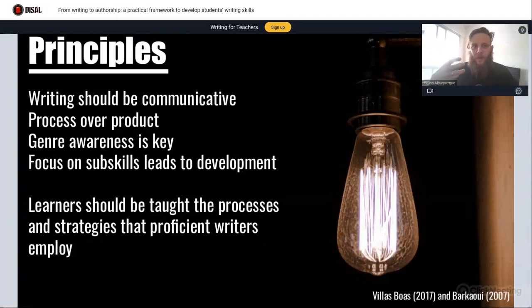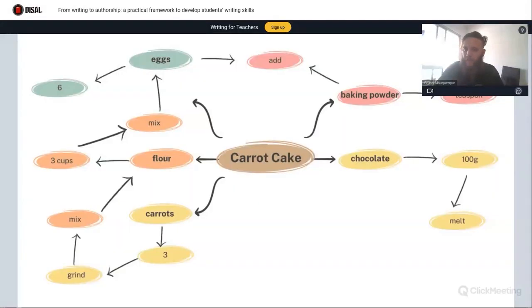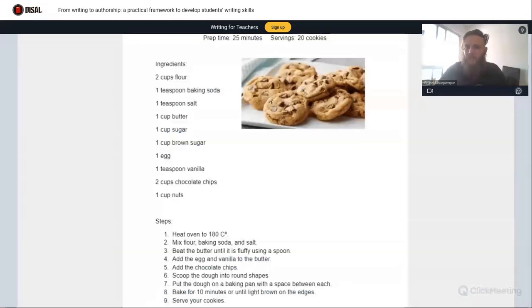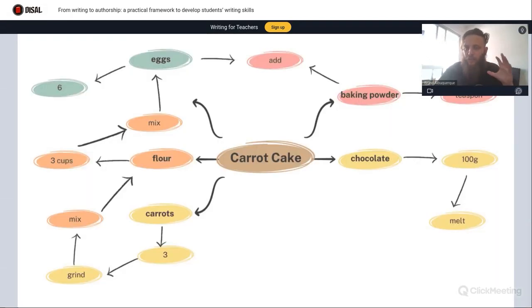The production, right? Process over product. Yes, Anna. I'm sorry. So writing is the mind map. No, writing is the recipe, Anna. What they wrote after the mind map. So we had the mind map, and then they wrote a recipe. So they wrote a recipe just like the cookies, using the ideas that they drew on the mind map.